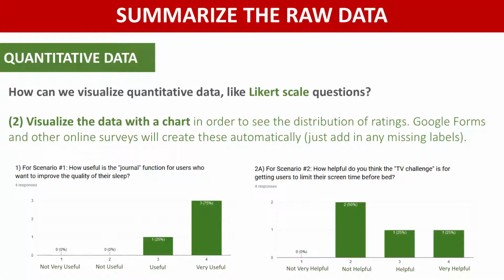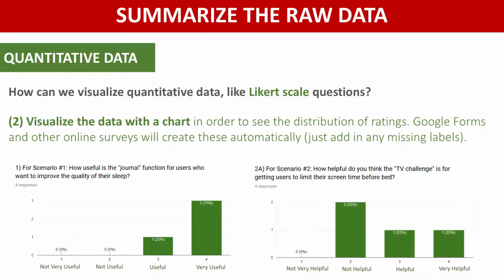Now, another way that we can visualize quantitative data, like Likert scale questions, is to visualize the data with a visual chart in order to see the distribution of ratings. If you used an online survey like Google Forms, at times they will create these visualizations automatically for you. So as you can see below, these are 2 screenshots that came directly from my Google Forms survey. This is quite helpful as a quick way to visualize the data.